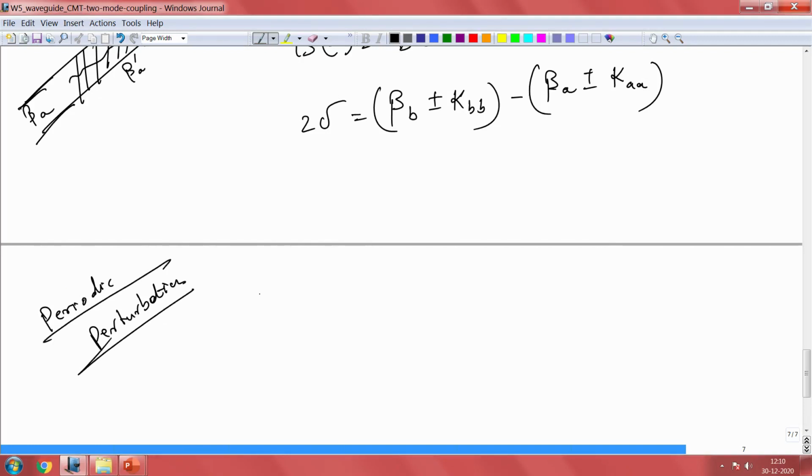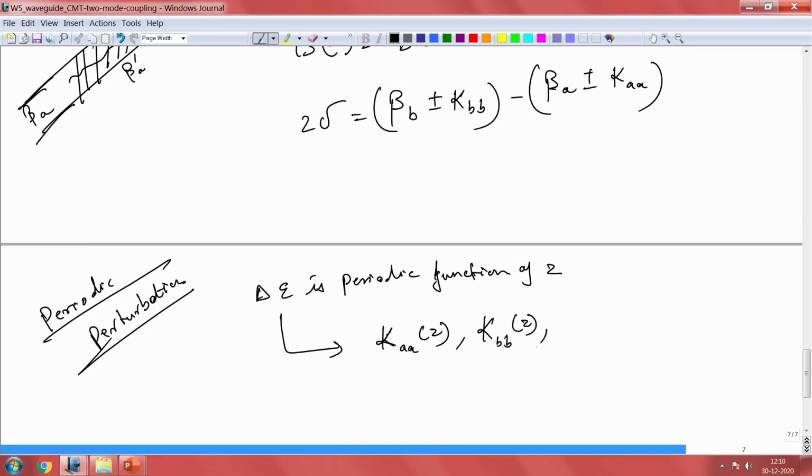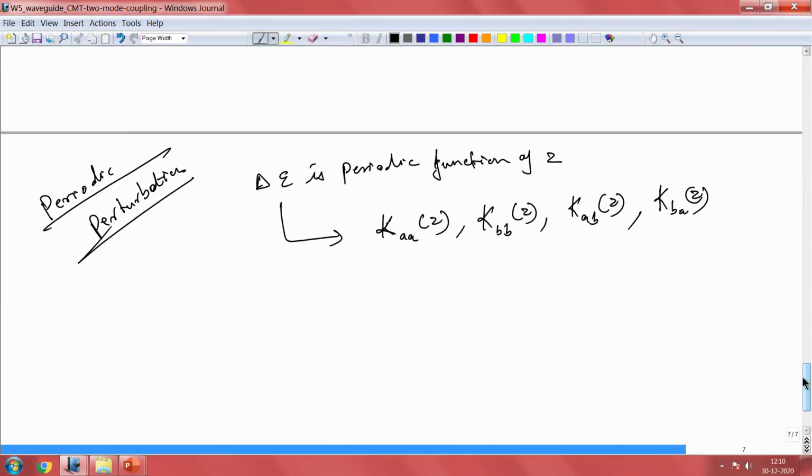In a periodic perturbation, delta epsilon is a periodic function of z. If this is the case, then kappa a is also a function of z, kappa b will also be a function of z, kappa ab is also a function of z, and kappa ba is also a function of z. So, what is the periodicity that you have? The period is capital lambda, and your wave number k will be 2 pi over lambda.